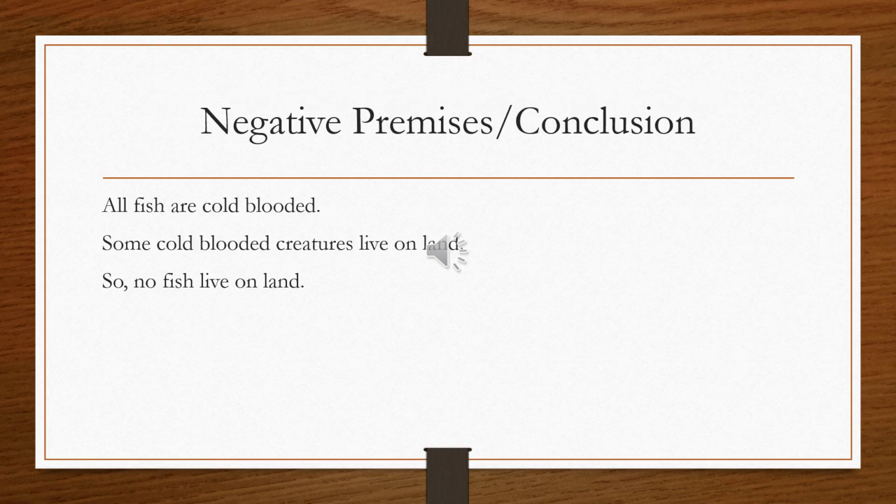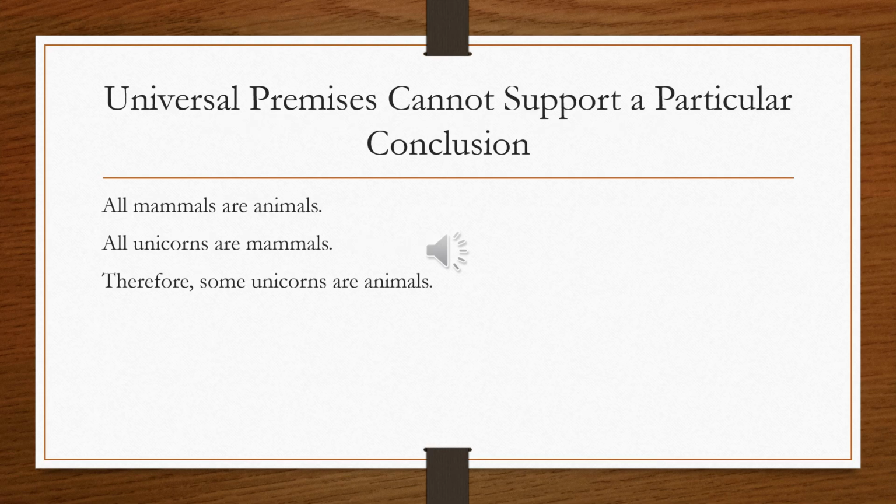And here's another example. All fish are cold-blooded. Some cold-blooded creatures live on land, so no fish live on land. Here, the conclusion is a negative statement. No fish live on land. But when we look back at the premises, we see that they are both affirmative statements. So there's no negative premise to balance out the negative conclusion, so this argument is automatically invalid. So I hope you can see how simple this is. Let's look at another example.